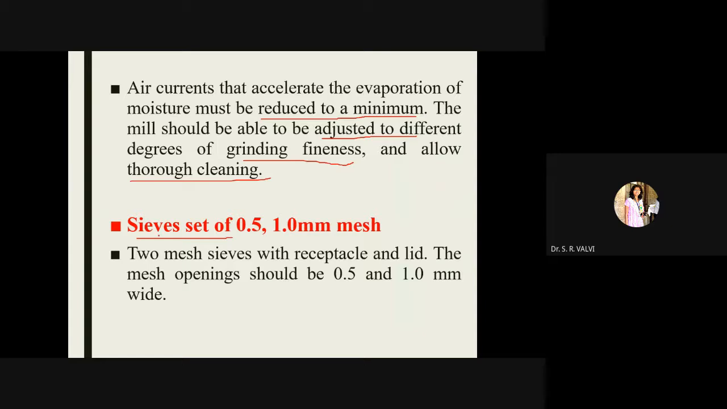Then see, again we have to use different sieves, that is channi, right? So different sieves we have to use, of 0.5 or 1 mm mesh, right? So these are sieves with receptacle and lid. The mesh opening should be 0.5 and 1 mm wide.